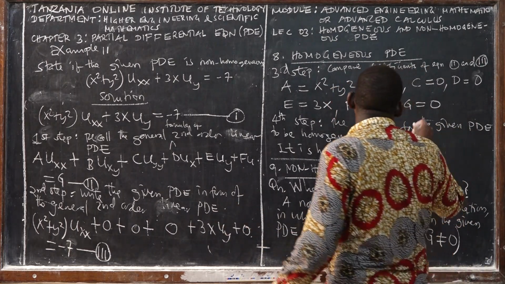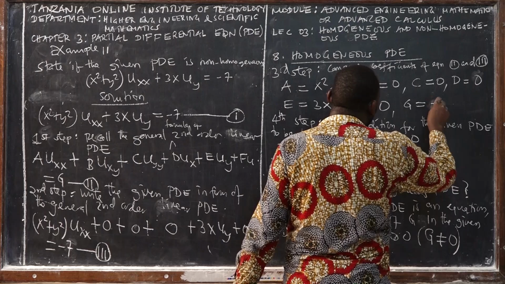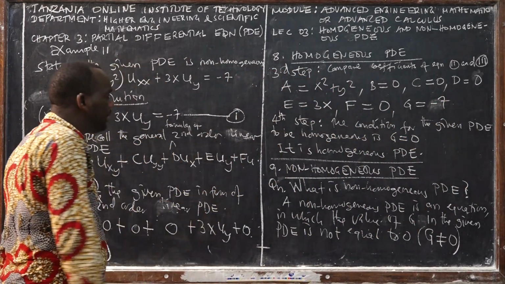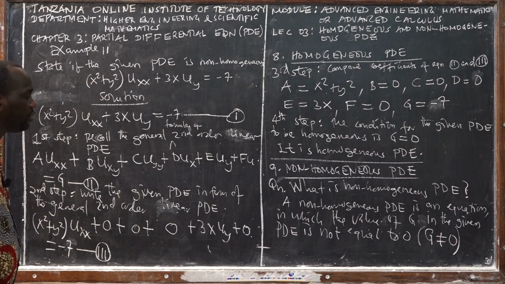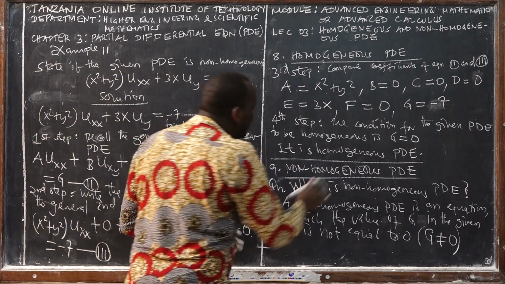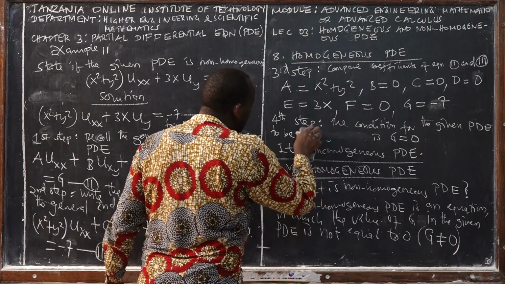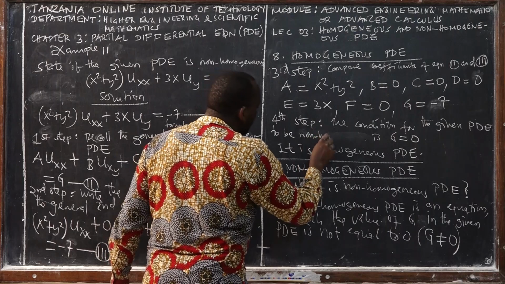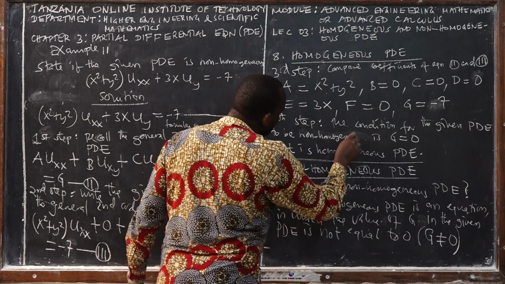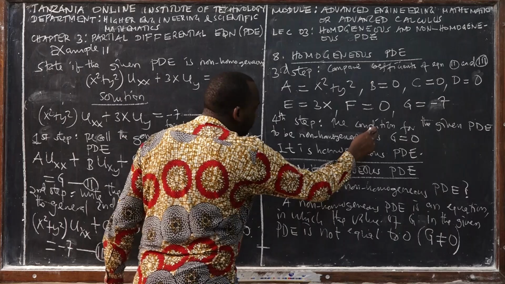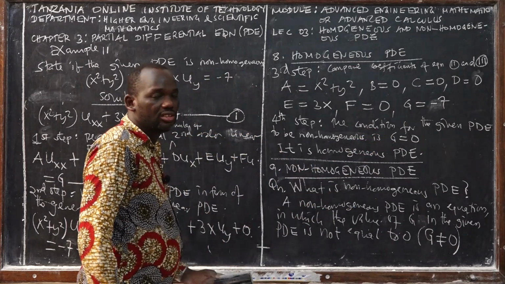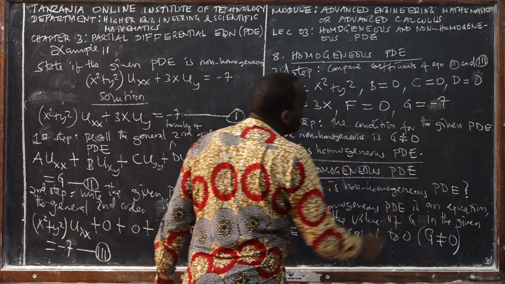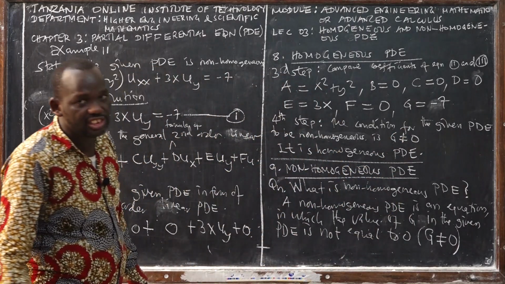G is equal to what? Negative what? 7. Then the first is saying, the condition for the given partial differential equation to be non-homogeneous. Right? G is not equal to what? When G is equal to -7, is G equal to 0?